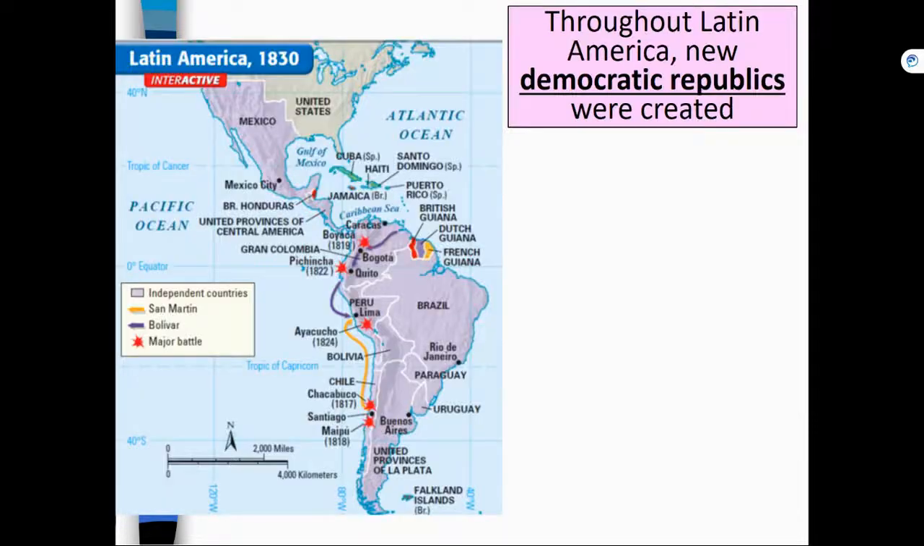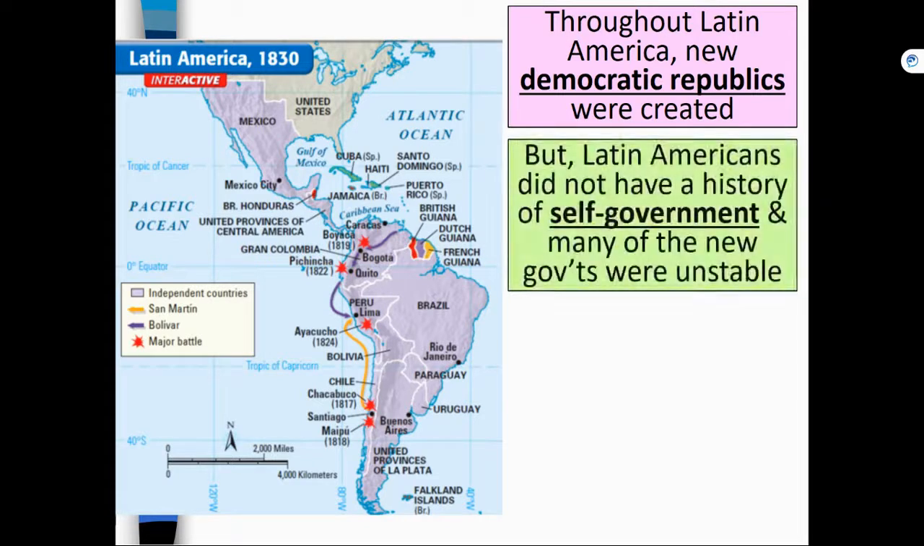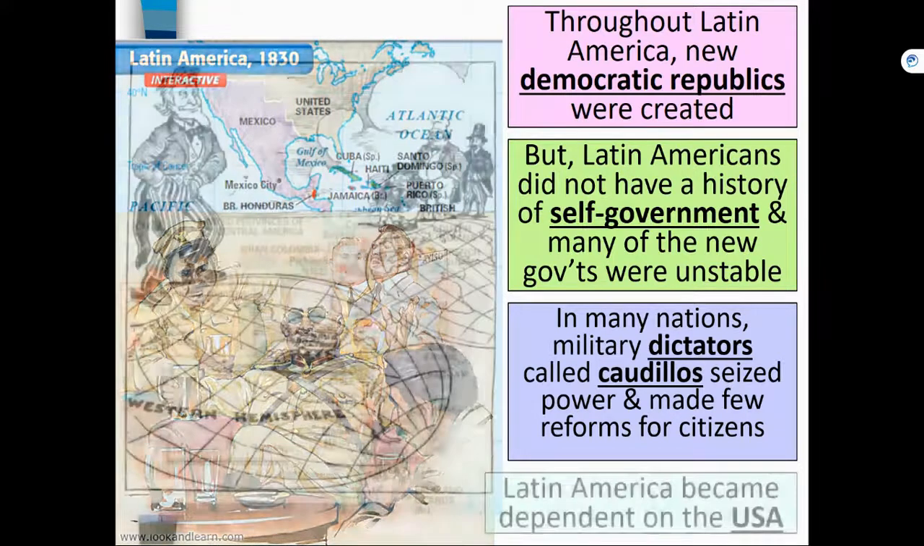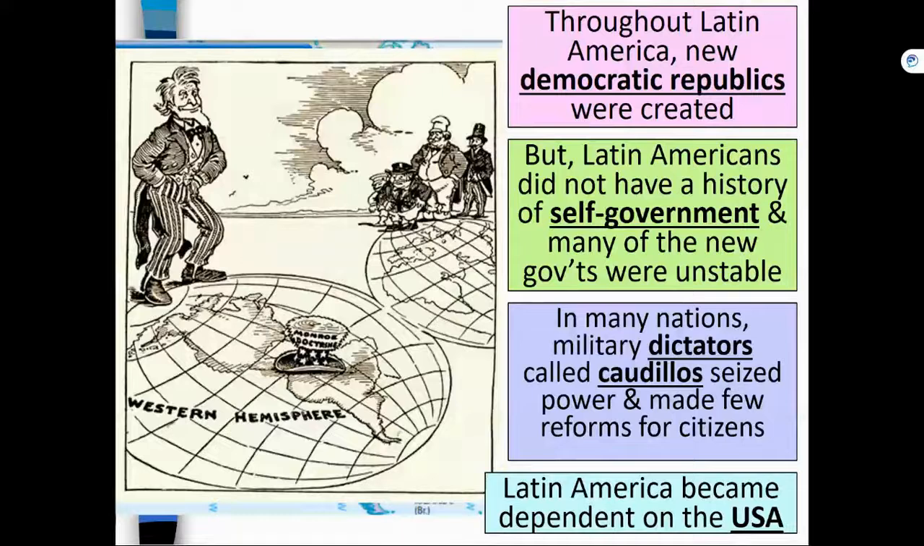Throughout Latin America, new democratic republics were created. But Latin Americans did not have a history of self-government, and many of the new governments were unstable. In many nations, military dictators, called caudillos, seized power and made few reforms for citizens. Latin America became dependent on the USA.